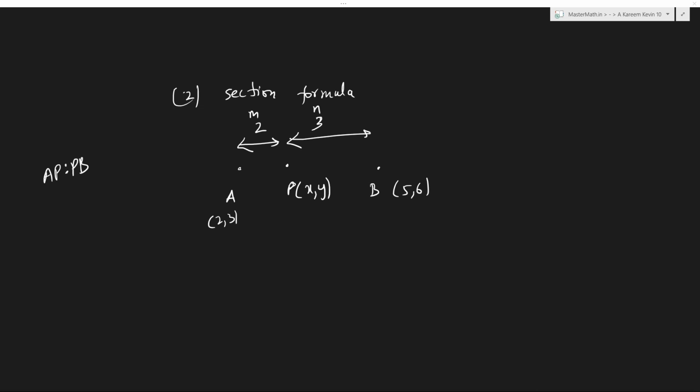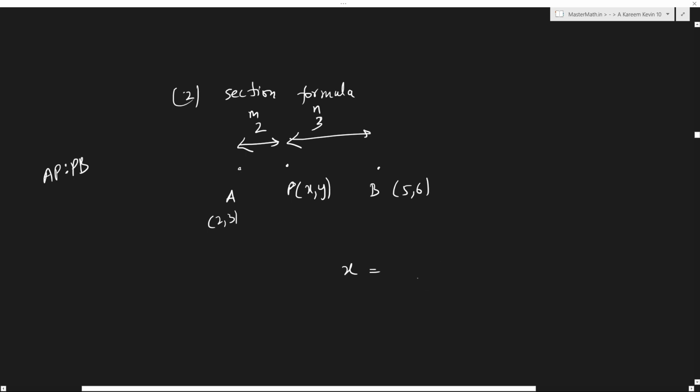So what the question essentially is, find the coordinates of the point that is lying between A and B, that is dividing A and B in the ratio 2:3. Is the problem statement clear? Yes, sir.